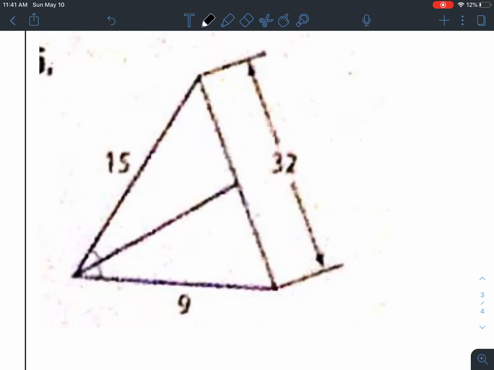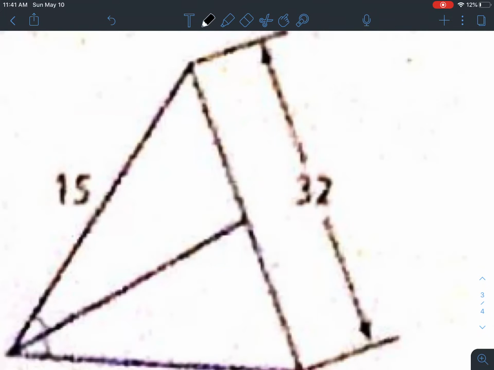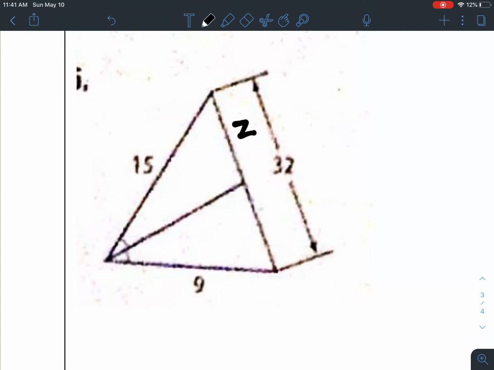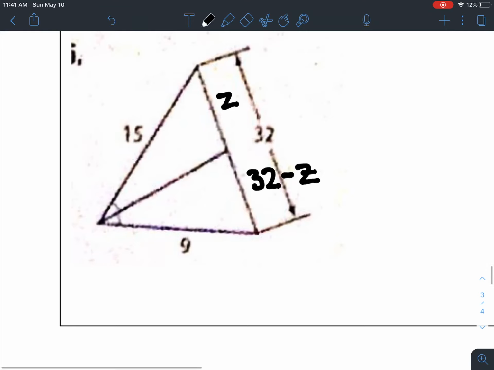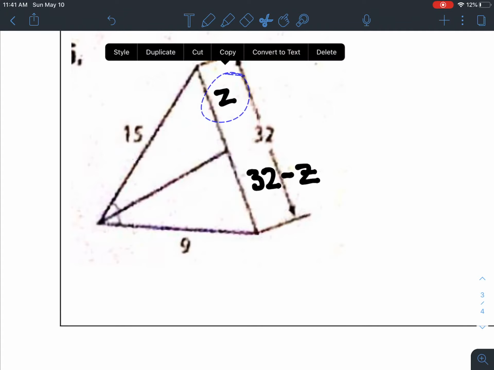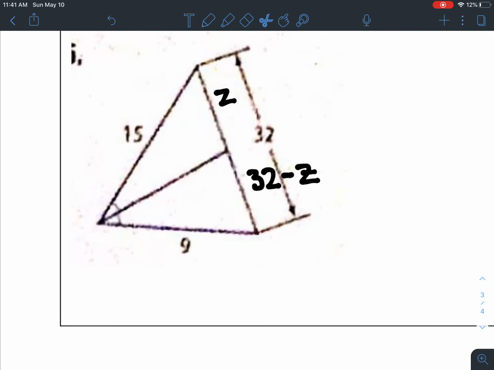You could really assign whichever segment the variable. What I tend to like to do, though, is just to select the top one. So I'm going to let this one be my z, which is what you guys have on yours. And then I'm going to call this other segment 32 minus z. Now, you could have switched these around. If you wanted to put this one as 32 minus z, that's fine. It's not going to affect your answer.